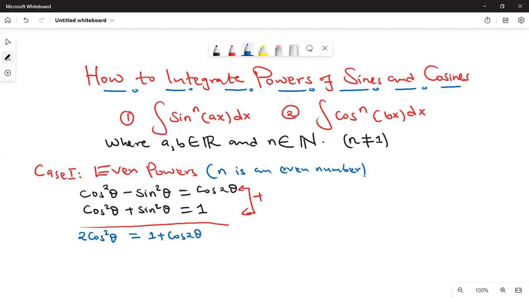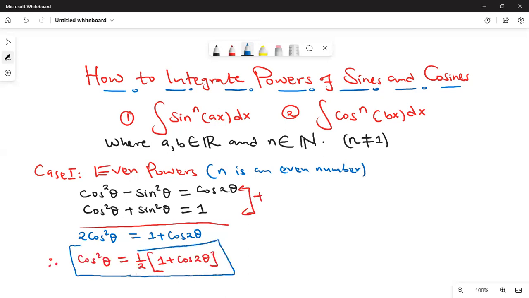So I want to make cos squared theta the subject. From here, it is clear that cosine squared theta is the same as 1 over 2 into 1 plus cos 2 theta. This is an identity that we'll make use of when integrating cosine squared theta. So let me bracket it.